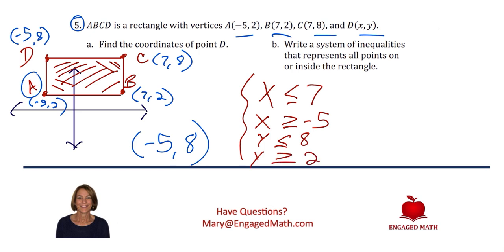And that would give us all the points on the rectangle and inside the rectangle. The shaded points, including the lines going around the rectangle, are all part of the solution to the system of inequalities.